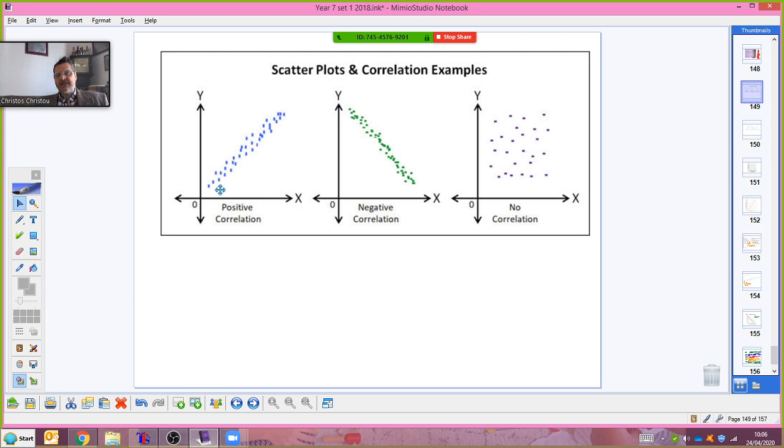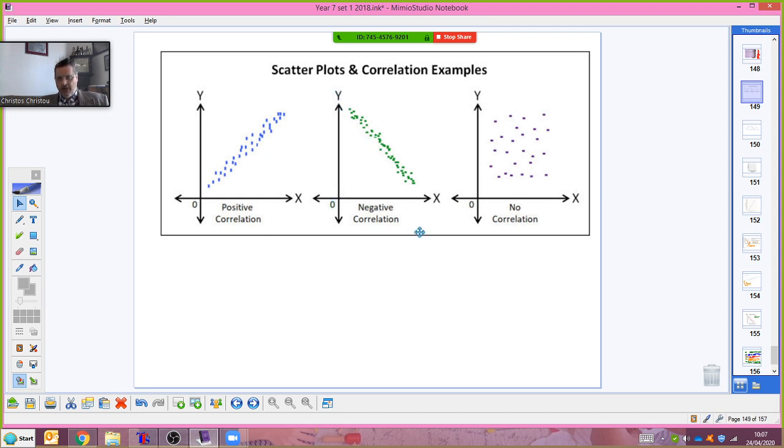Okay, so that's called a positive correlation. Whatever quantity goes up is also going up here in the y direction. Likewise, here, this quantity is going up while this quantity is coming down. Is that okay? That's called a negative correlation.